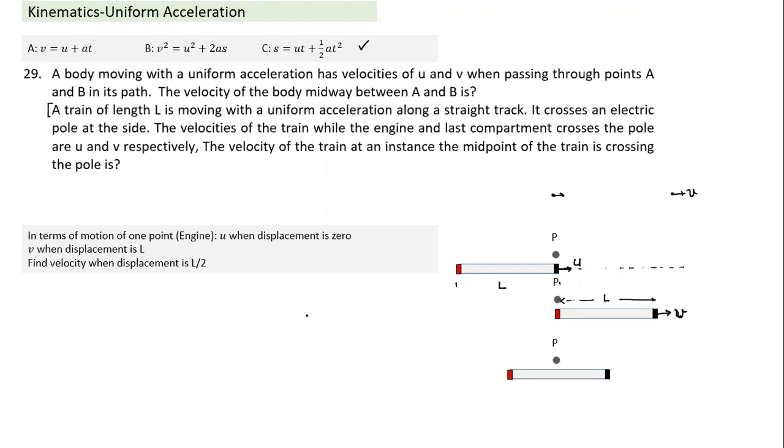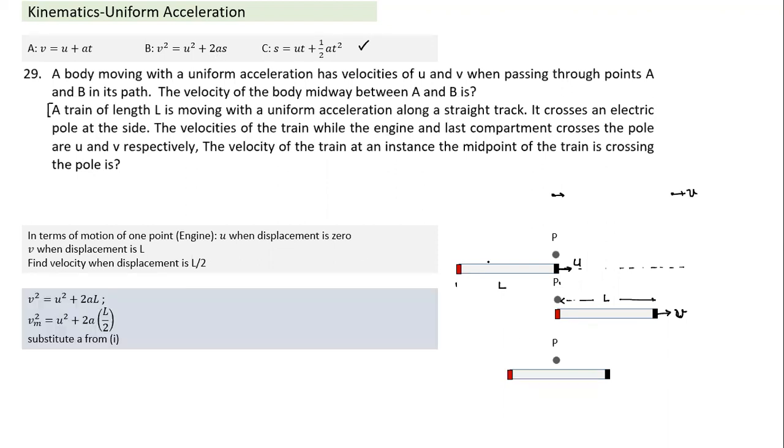That's pretty simple. And what we need to find here is the velocity of the train at the instant the midpoint of the train is crossing the pole. So it means we need to find the velocity of the engine when its displacement s is equal to L by 2. That's what we need to find. So we can easily substitute here.